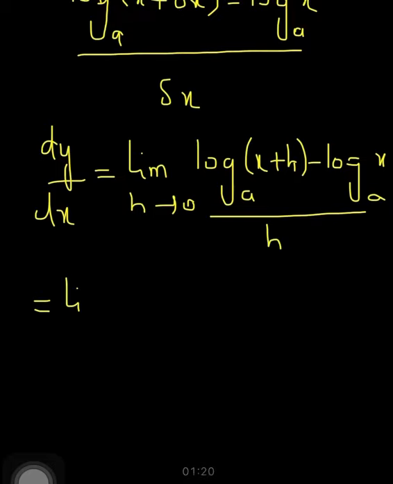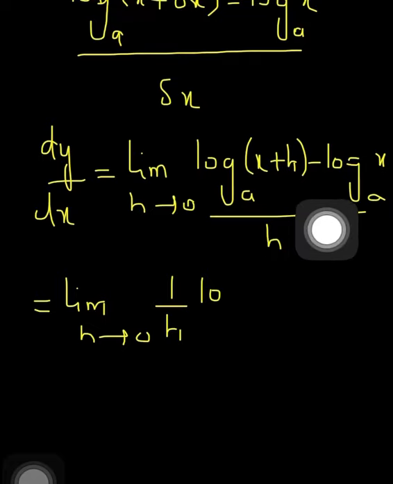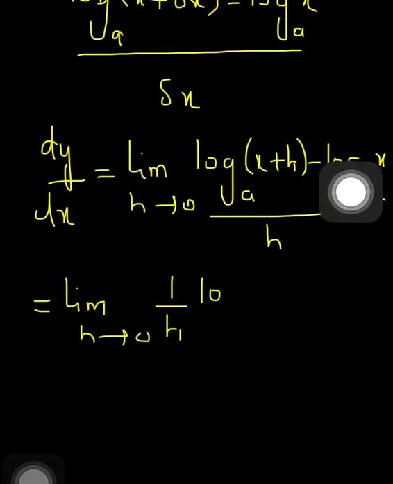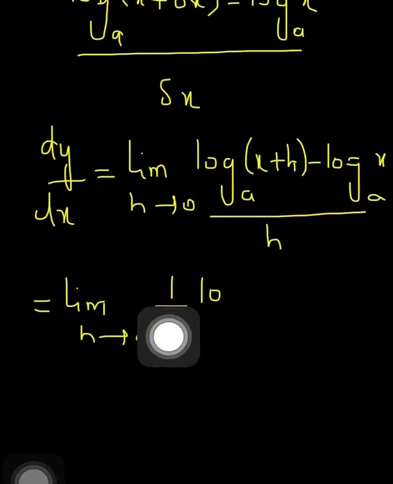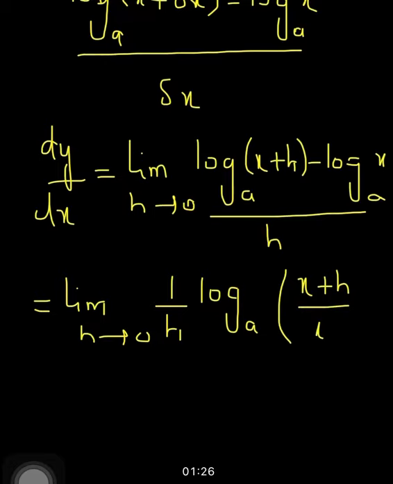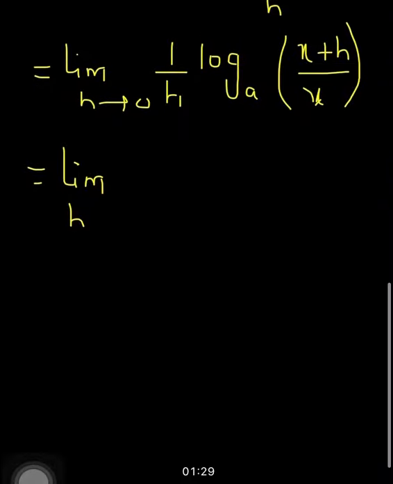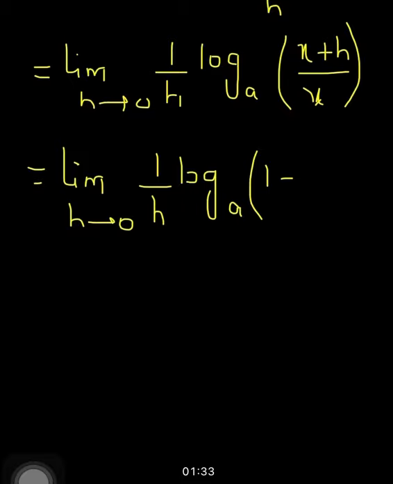Now in the next step, I use a property of the logarithm: if there is a minus sign, then I can write this term in division form. So like this, limit h approaches 0, 1 over h, log base a of x plus h divided by x. In the next step, limit h approaches 0, 1 over h log base a of x. Now I simply divide x by x, so the result is 1 plus h divided by x, as you can see.